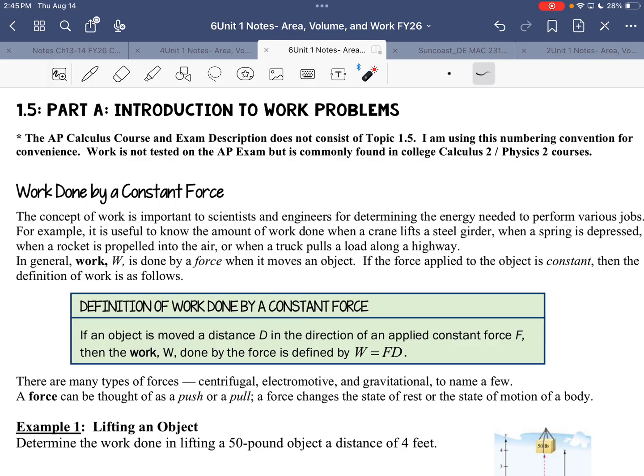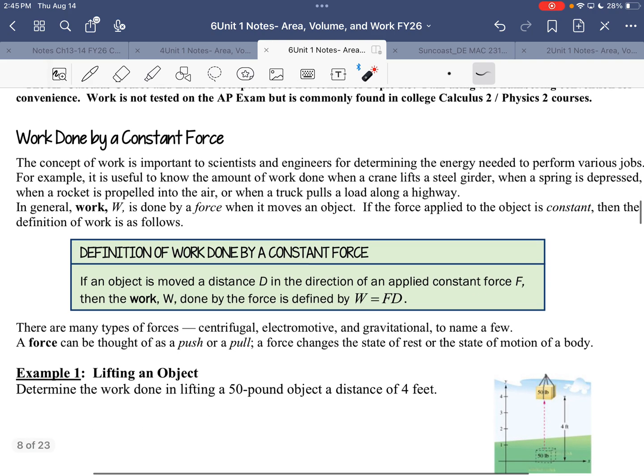But I think that this will help physics be a little bit more like, oh wow, the physics is physicsing. If you're in it this year, if you've taken it before, sorry, but yeah, too late for you. But maybe you're in an upper level physics, I guess. So work. The concept of work is super important to scientists and engineers.